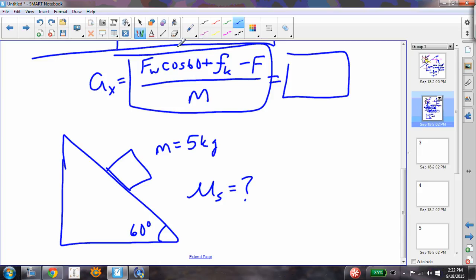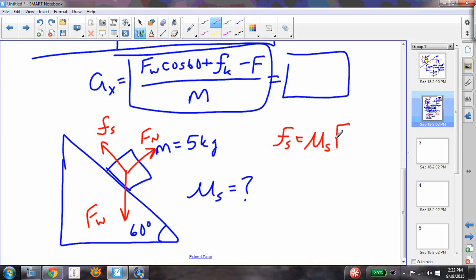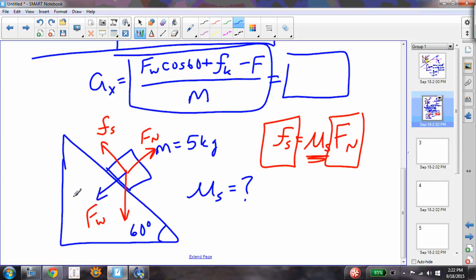Well, think about the forces that I have. I have the normal force, Fn. I have the static frictional force, Fs. And I have the weight, Fw. All right, I know that Fs is equal to mu s times the normal force. So in order to figure out mu s, I have to figure out Fs and the normal force. Well, look, I know the normal force. Here's my Fwy, that's Fw sine of 30.